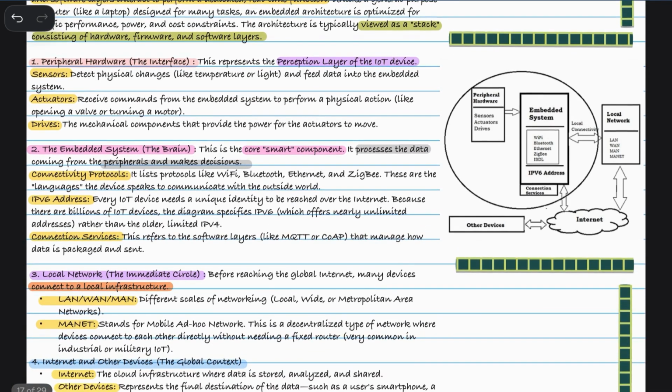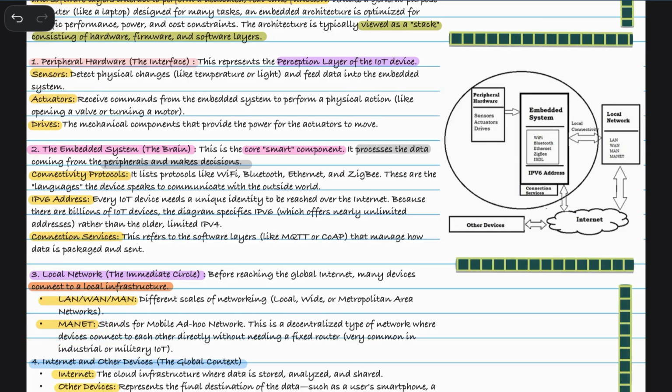And then comes layer 3, that is the local network. Let's trace how the data travels away from our devices into the wider world. First it passes through the local network. The device might connect to a traditional LAN inside the home or a WAN, that is a wide area network. However, in advanced industrial or military IoT setups, devices often form a MANET.